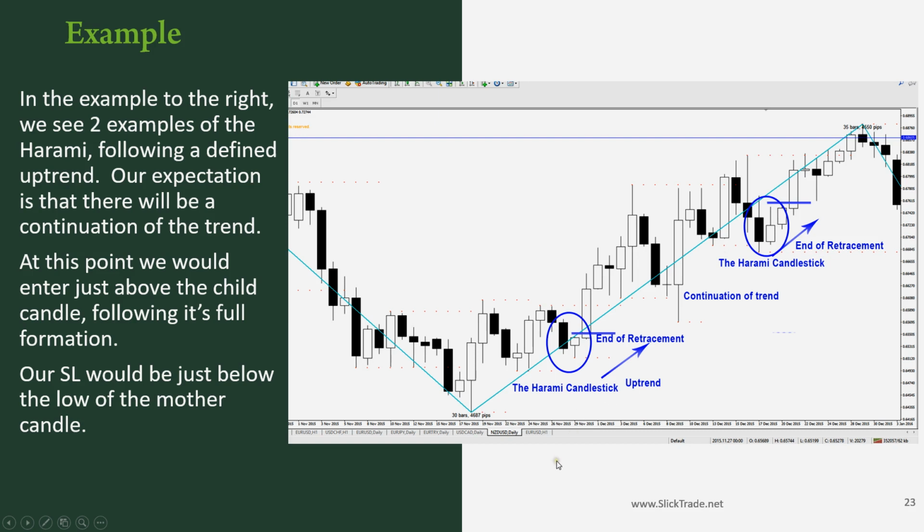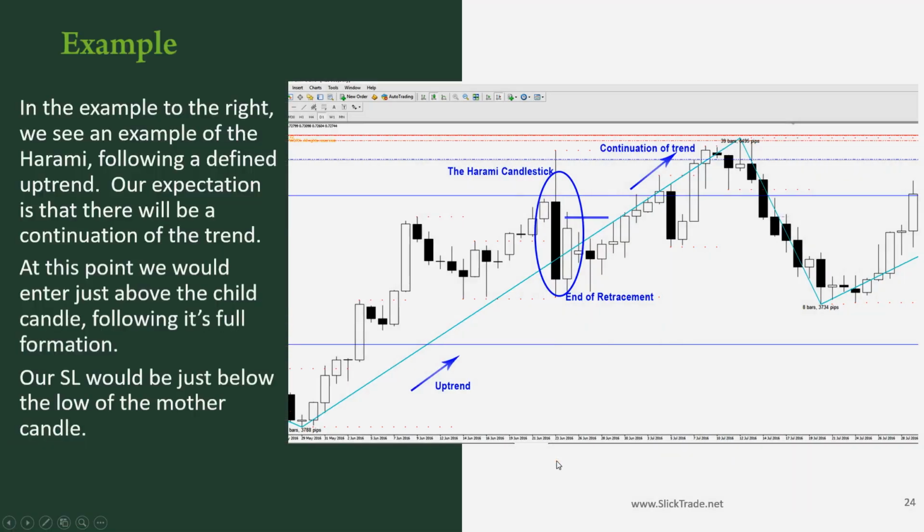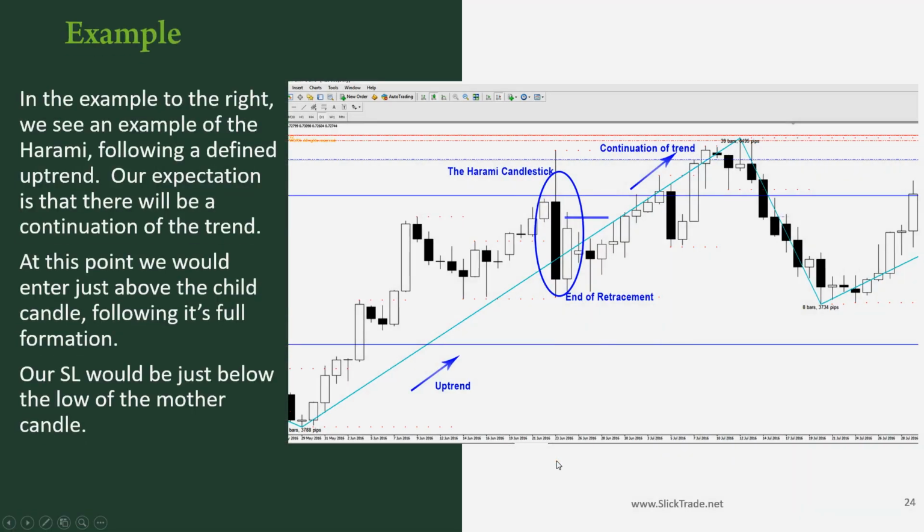Okay. We've got one more example for you guys, and again, this is a Harami following a defined uptrend. Our expectation is that there's going to be a continuation of that uptrend. Alright, we're going to enter. Here's our mother right here. Okay. Here's our uptrend. Here's our mother. Here's our child or baby. The body is within the body of the mother.